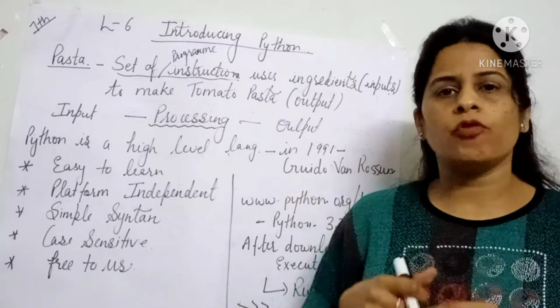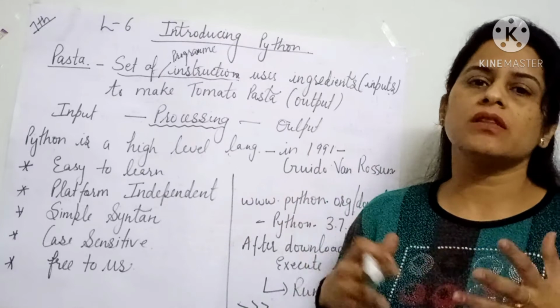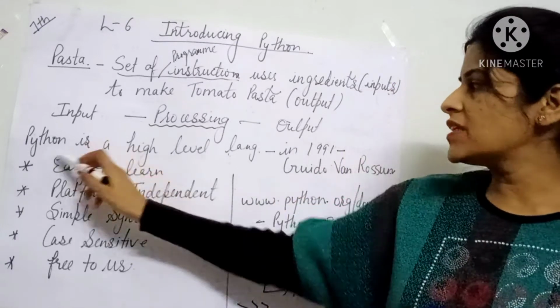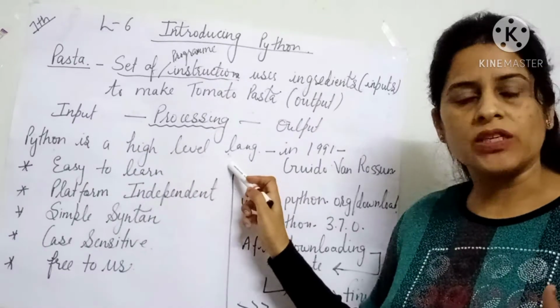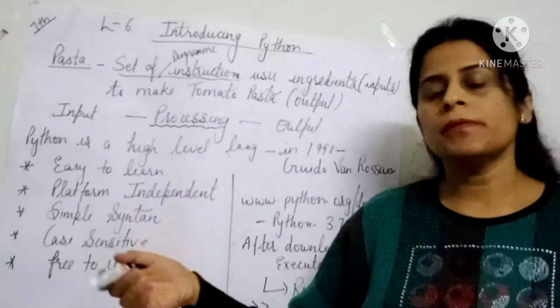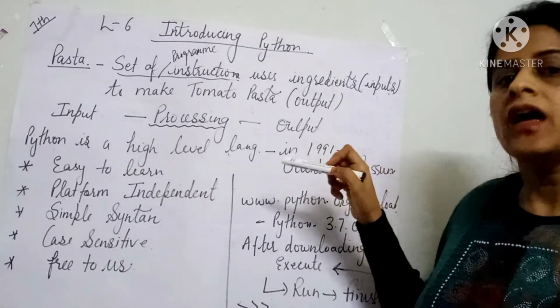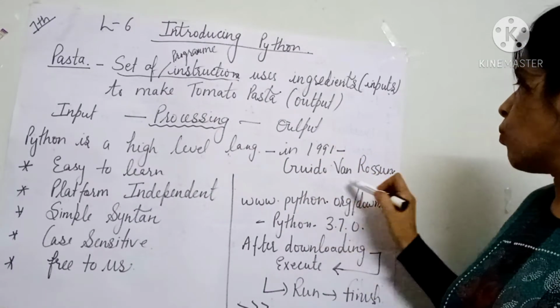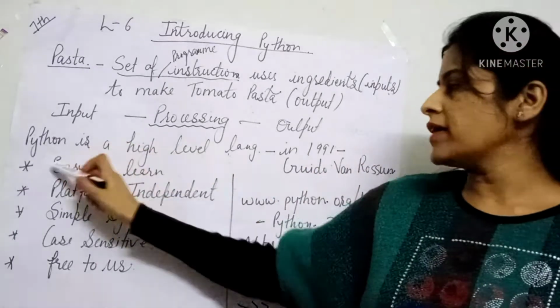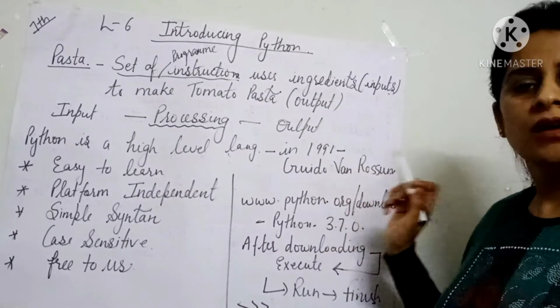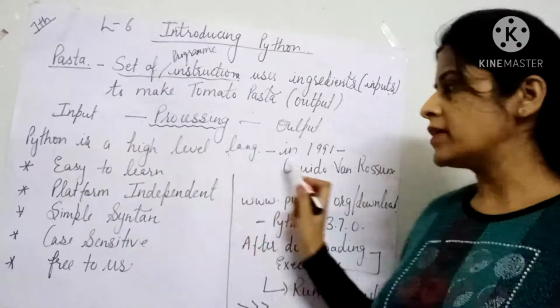That is very easy for you to use, because in this we are using words just as we use words in English. So Python is known as the high level language. Python was developed in 1991, and who invented it? That is Guido van Rossum. Python is a high level language developed in 1991 by Guido van Rossum. So this is Python.